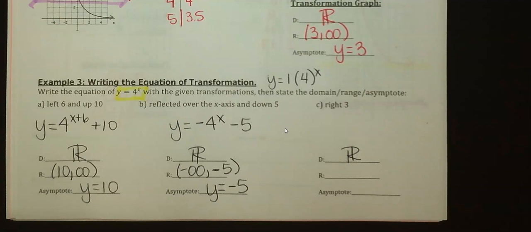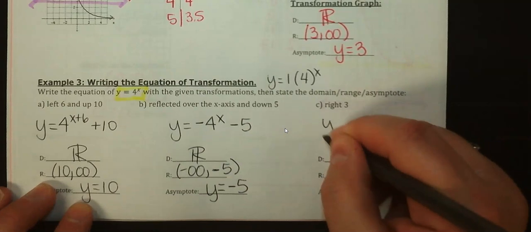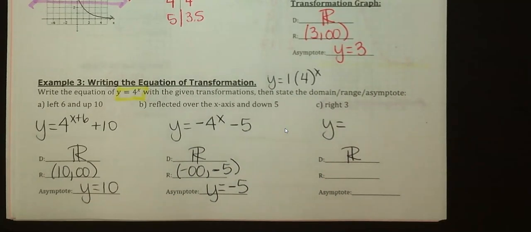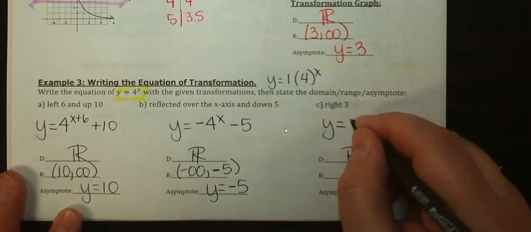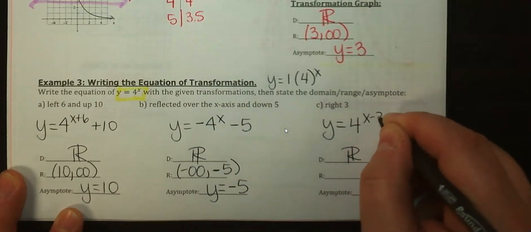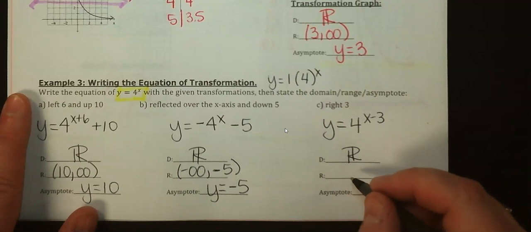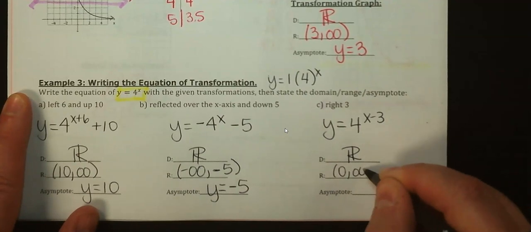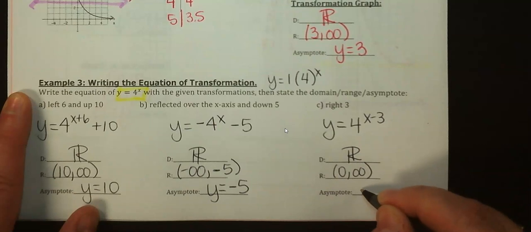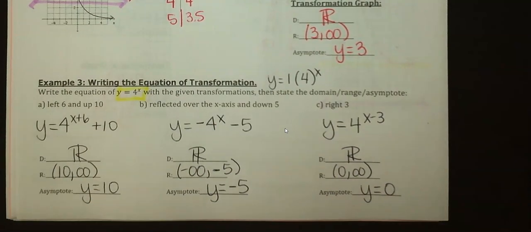Okay, what if I just told you I just want to take that original graph and move it to the right 3? How would you write the exponential for that? 4 to the x minus 3. Okay, what would that make your range? What would your asymptote be? Yes, so if it doesn't have something added or subtracted to the side, your asymptote should just be the x-axis, which is y equals 0. Is anybody having a question?